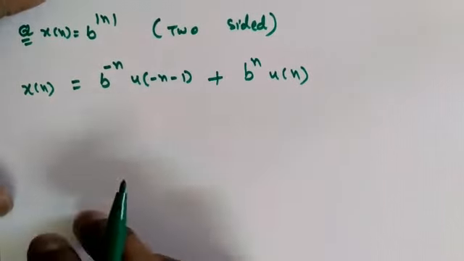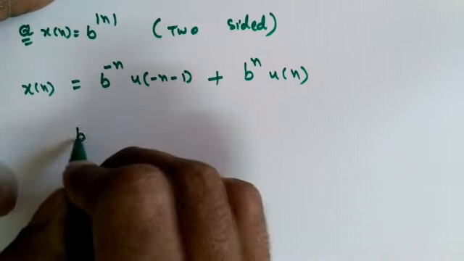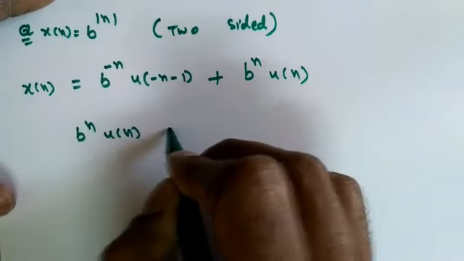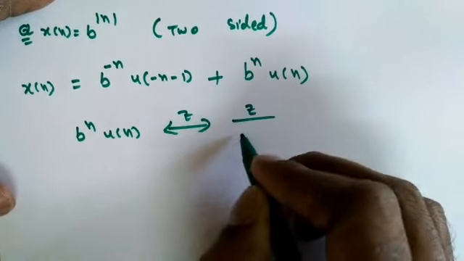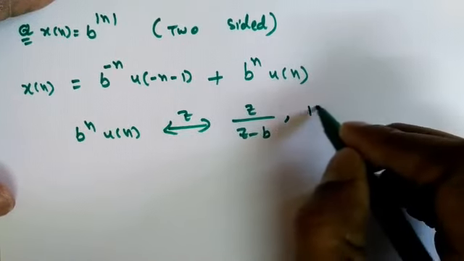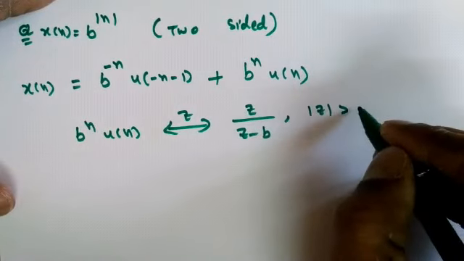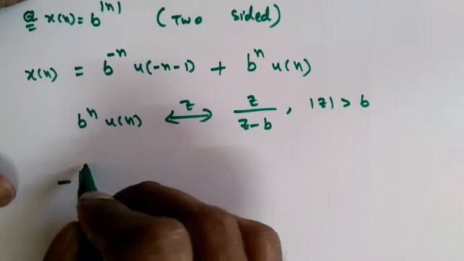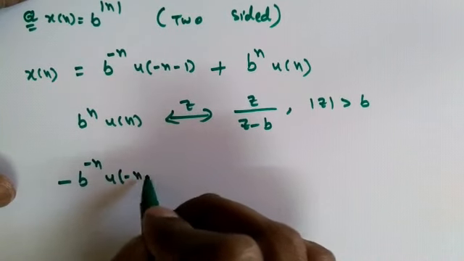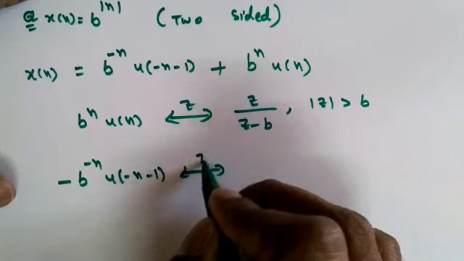Now we have found that if there is b power n u of n, then the z transform is nothing but z by z minus b, where the ROC is mod z greater than b, right? Similarly we found b power minus n u of minus n minus 1. What is the z transform?